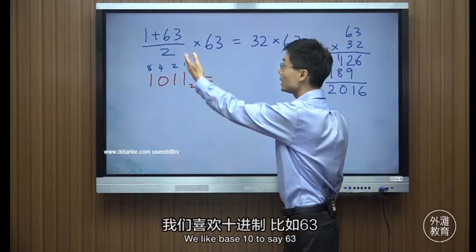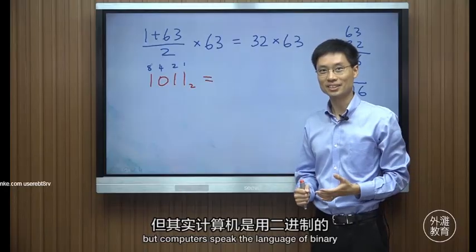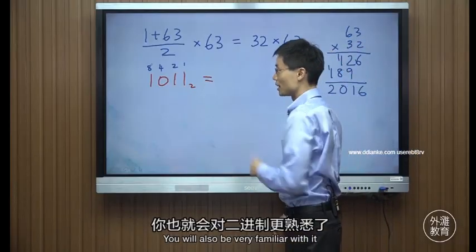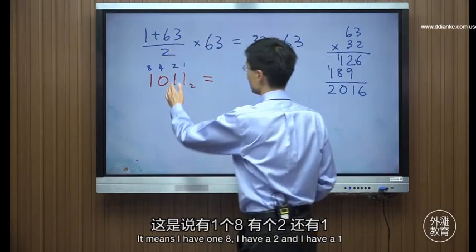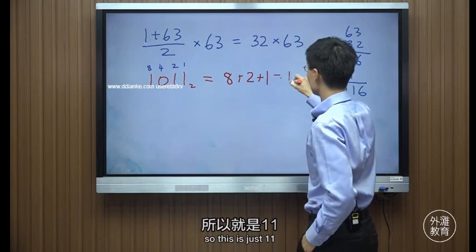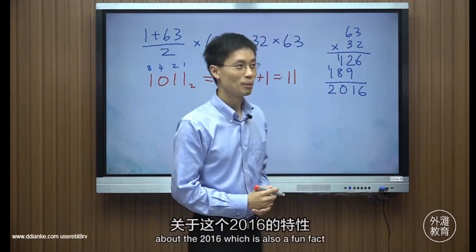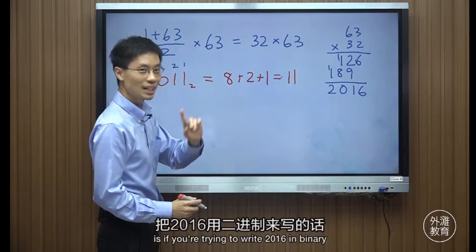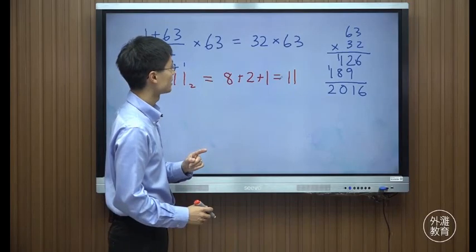You are not used to speaking in this language of binary. We like base 10 to say 63. But computers speak the language of binary. And if you program computers, which you probably will someday, you'll also be very familiar with it. But this is just showing what binary means. It means I have 1 eight, I have a 2, and I have a 1. So this is just 11. And the thing I wanted to show about 2016, which is also a fun fact, is that if you're trying to write 2016 in binary, actually it's very nice.